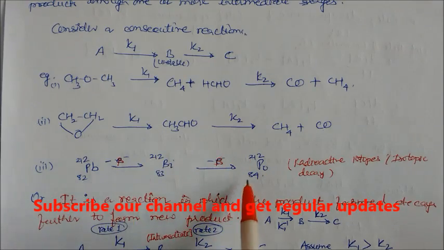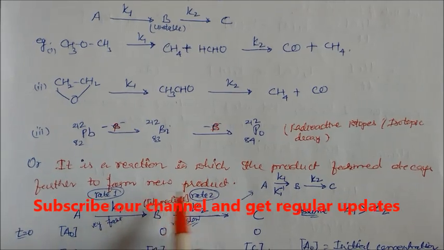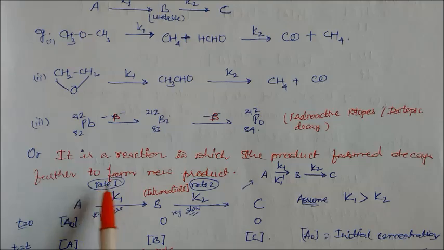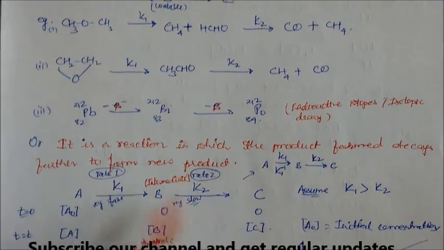This means the atomic number is increasing while the mass number remains constant. So it is a reaction in which the product formed decays further to form a new product. This is the sequential reaction.